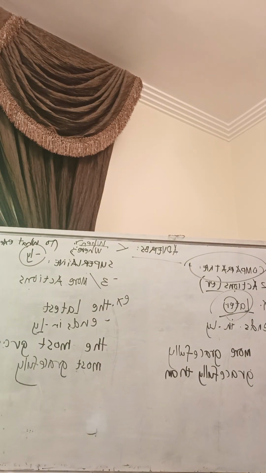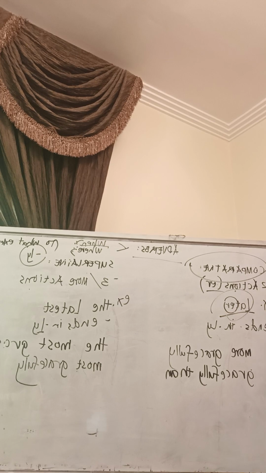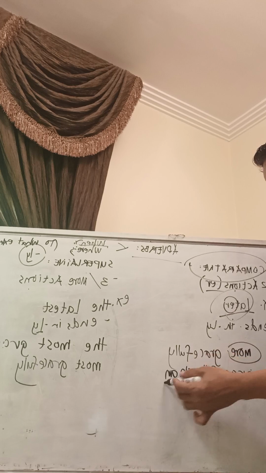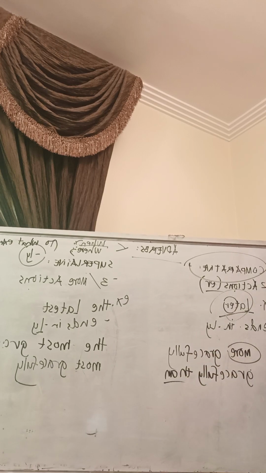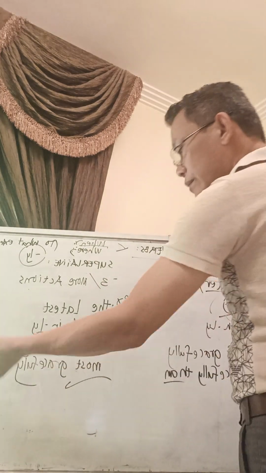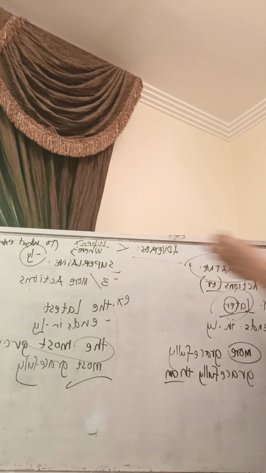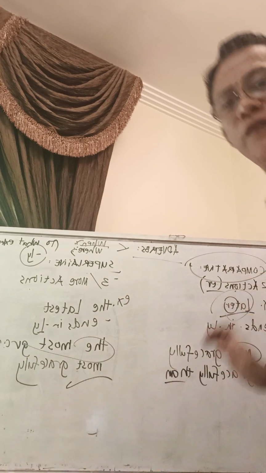What if there are more than two or more than three actions? More than three actions, you have to put more and than for comparative, and we have most, the most, for superlative. Thank you.